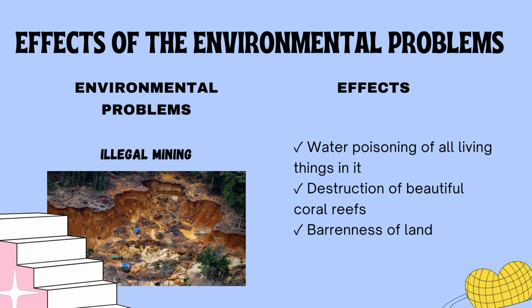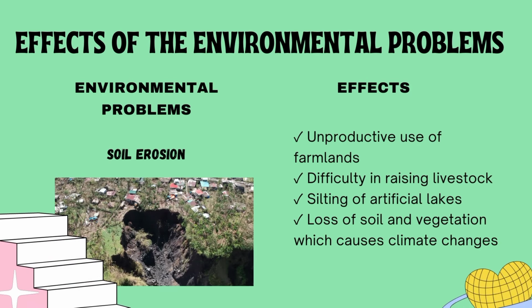Next is illegal mining effects: water poisoning of all living things in it, destruction of beautiful coral reefs, and barrenness of land. And here are the possible effects of soil erosion: unproductive use of farmlands, difficulty in raising livestock, silting of artificial lakes, and loss of soil and vegetation, which causes climate changes.